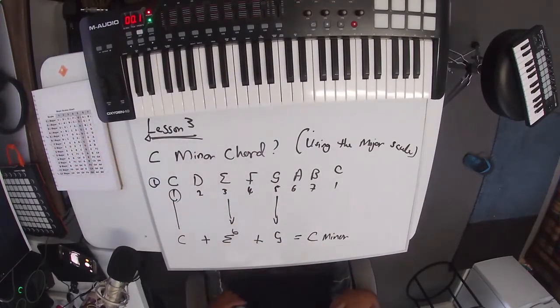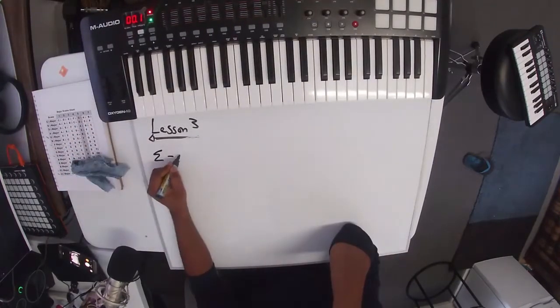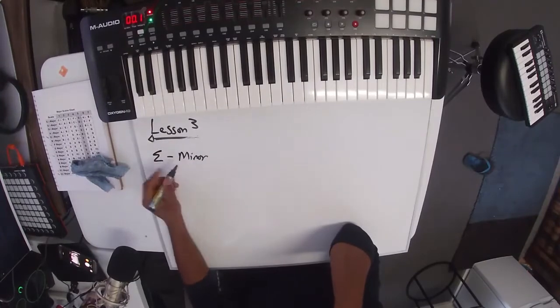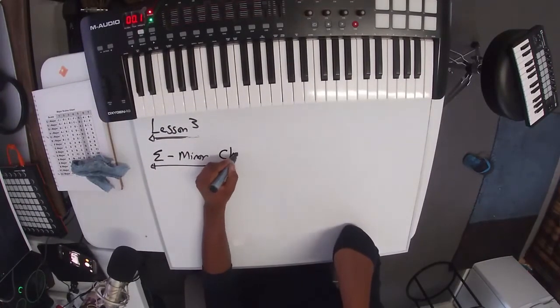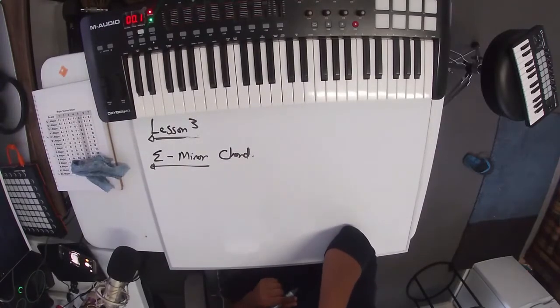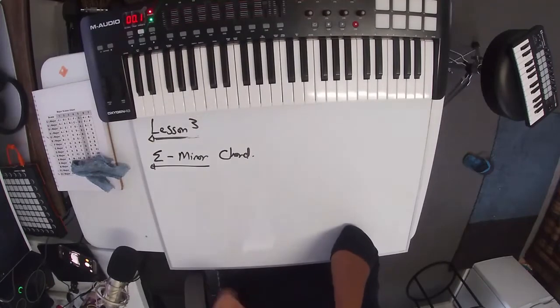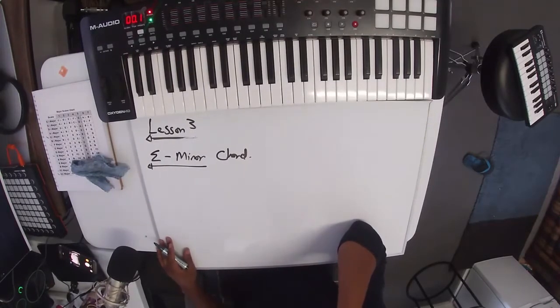Okay, let's do another one. So let's go for E minor. How would we make an E minor chord? A chord is a combination of more than one note played at the same time. So 2 or more notes played at the same time.